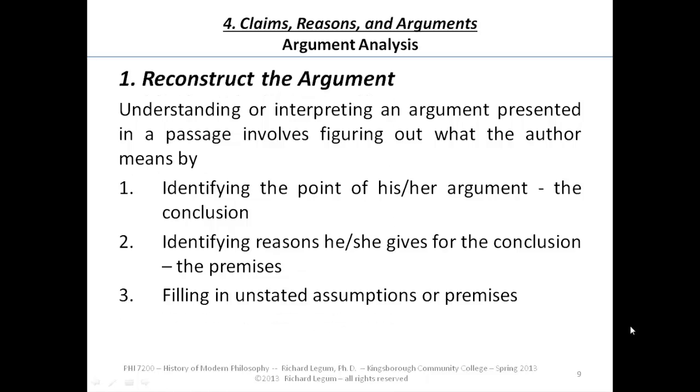Now, this is what we're going to look at as the first step in argument analysis, that is, reconstructing the argument, because we want to have a very precise statement so we'll be able to take the second step, being evaluating the argument. So now we have an idea of how we're going to go about it. We're going to reconstruct it, and then we're going to evaluate it. The two steps in argument analysis.